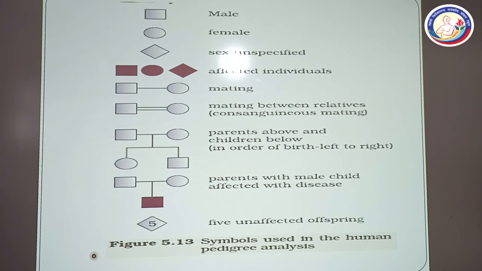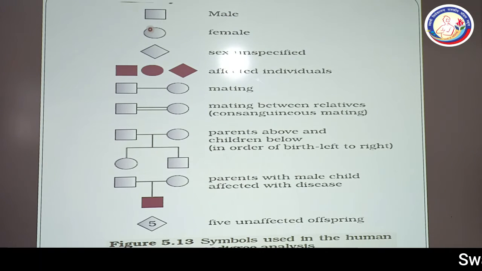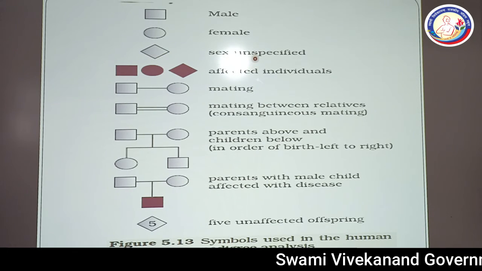It is also given in figure number 5.13 in your book. The square shows the male, the circle shows the female, and the tilted square shows sex unspecified.